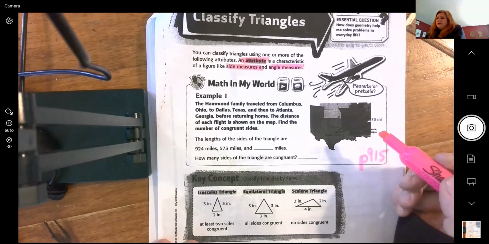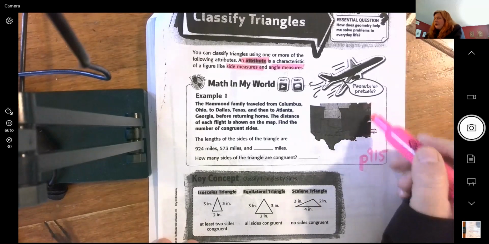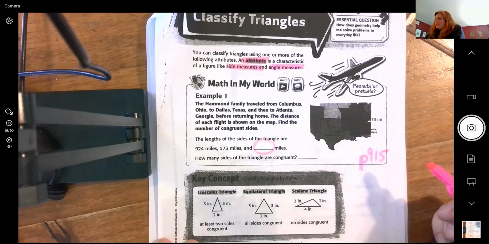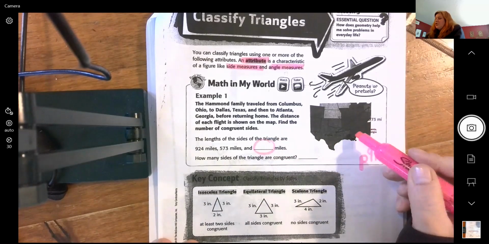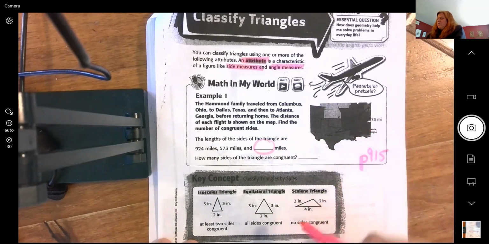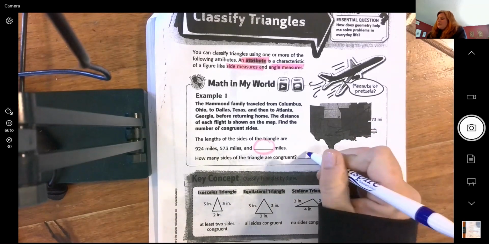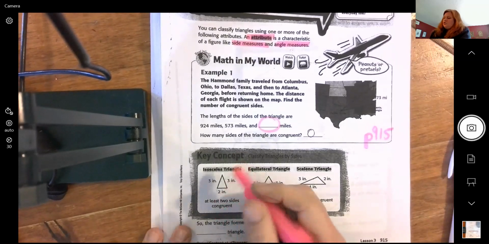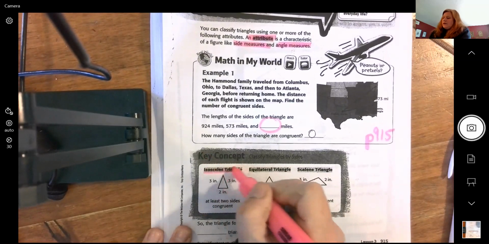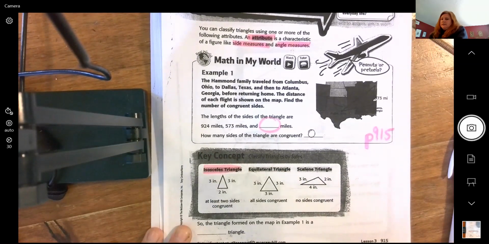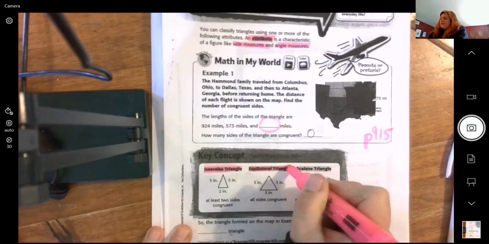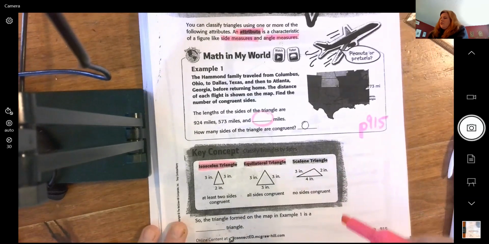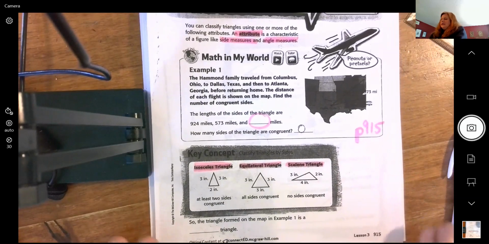So this is really hard to see on mine. I can't see all the numbers, so I don't know what that number is that goes there. But I do know it's no sides the same. So how many sides are congruent? 0. So if it has at least 2 sides congruent, it's isosceles. All sides congruent, equilateral. No sides congruent, scalene.